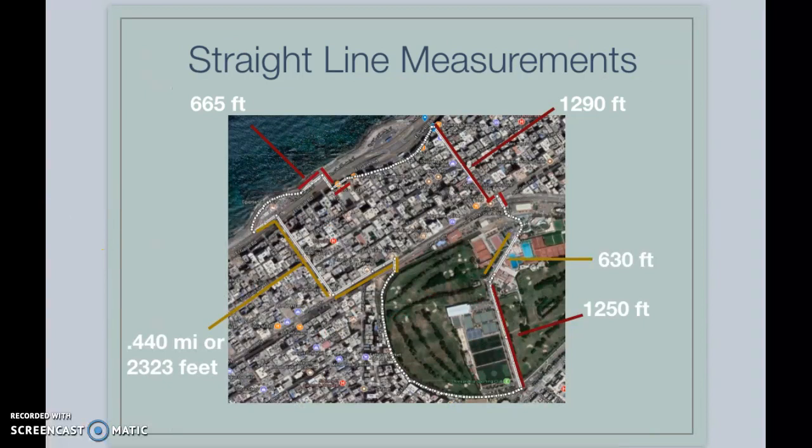So the following here are my straight line measurements that I was able to calculate using the Google Maps ruler tool. These 3 lines measured 665 feet. These 3 lines over here measured 1290 feet. This line over here measured 630 feet. The line over here measured 1250 feet. And then these 4 lines over here measured approximately 2,323 feet.